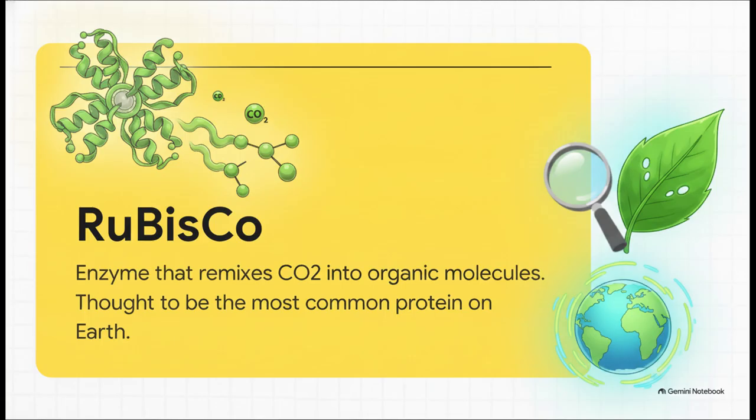Rubisco is the critical enzyme that actually grabs the carbon dioxide coming in through the leaf's pores and remixes its components into organic molecules. It's so essential to the global carbon engine that Rubisco is actually thought to be the single most common protein on planet Earth, literally everywhere.